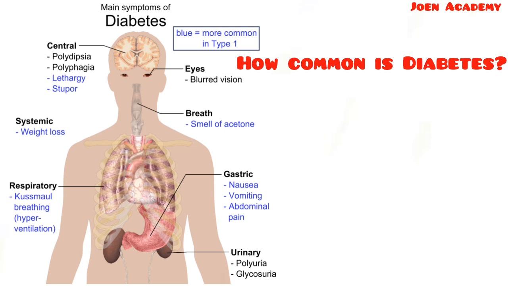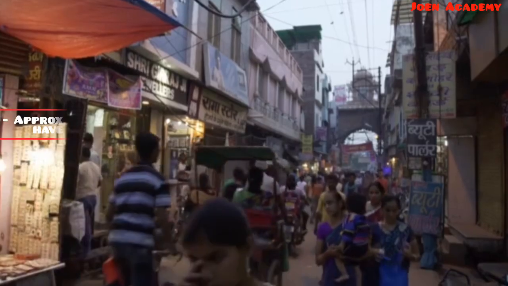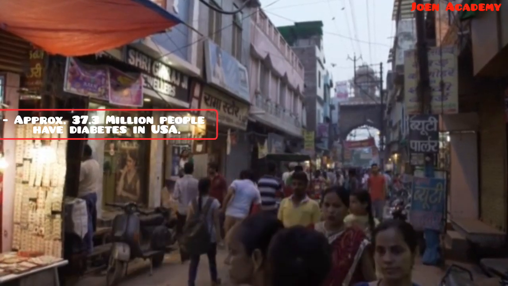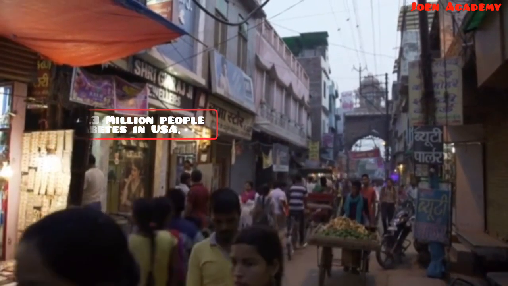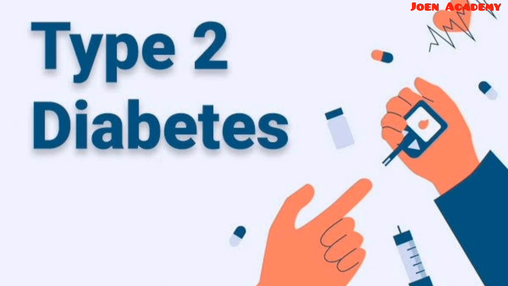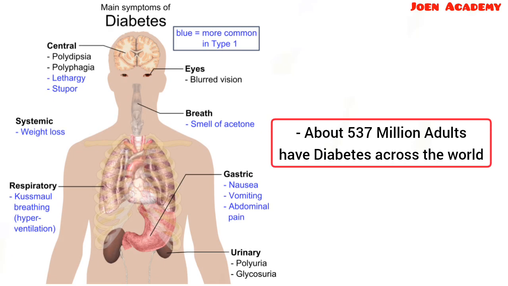Diabetes is actually common. Approximately 37.3 million people in the United States have diabetes, which is about 11% of the population. Type 2 diabetes is the most common form, representing 90% to 95% of all diabetes cases. About 537 million adults across the world have diabetes. Experts predict that this number will rise to about 643 million by 2030 and 783 million by 2045.